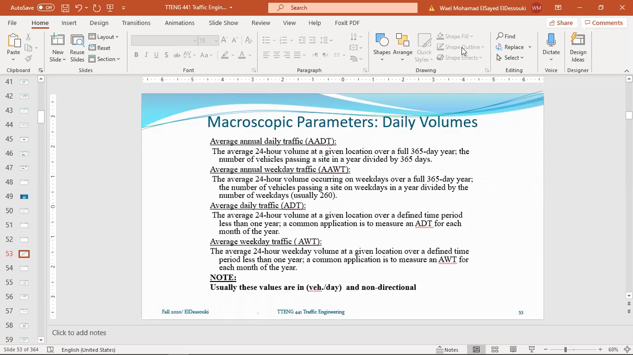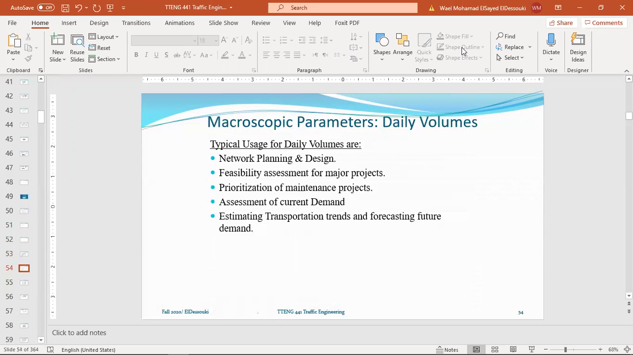For example, we have the average annual daily traffic volume, the average annual weekday traffic, the average daily traffic volume, and the average weekday. We're not going to elaborate on that, as we have discussed it before. The daily volumes are used primarily for network planning, feasibility assessment, prioritization of maintenance, and assessment of current demand. They are not used for design.